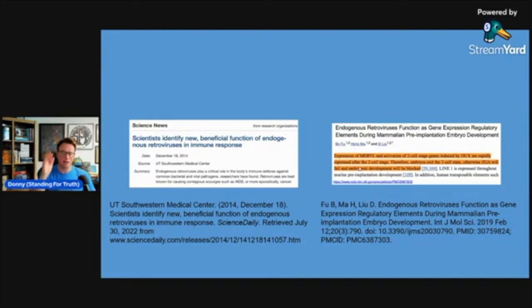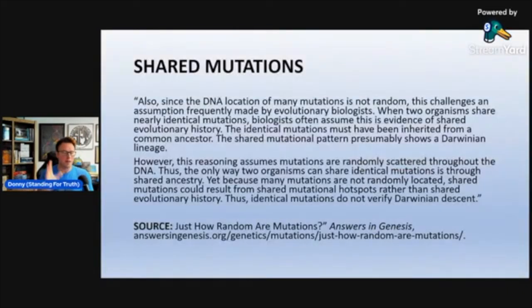And here's papers that go into things like that. Endogenous retroviruses function as gene expression regulatory elements during mammalian pre-implantation embryo development. Remember, if it wasn't for these ERV sequences, we wouldn't exist. We wouldn't exist. Then there's something called shared mutations. So they'll try and point to what appears to be shared mutations within the ERV sequences themselves.